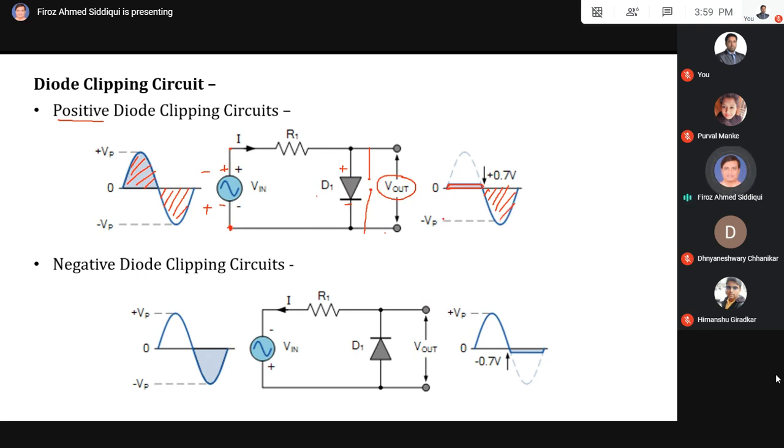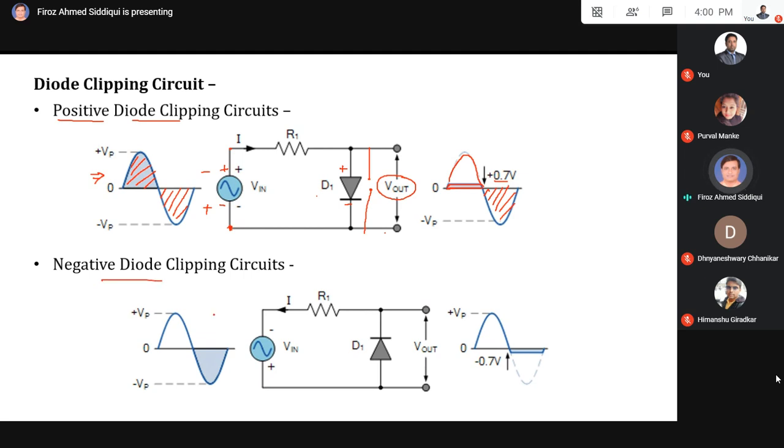So if we compare the input waveform and the output waveform, we'll see that this much portion of the input is clipped by this circuit, and now we are getting this much voltage. So it's positive हाफ साइकिल को ऑलमोस्ट पूरा क्लिप कर दिया है except this 0.7 volt. So this is the positive diode clipping circuit या पॉजिटिव क्लिपर.